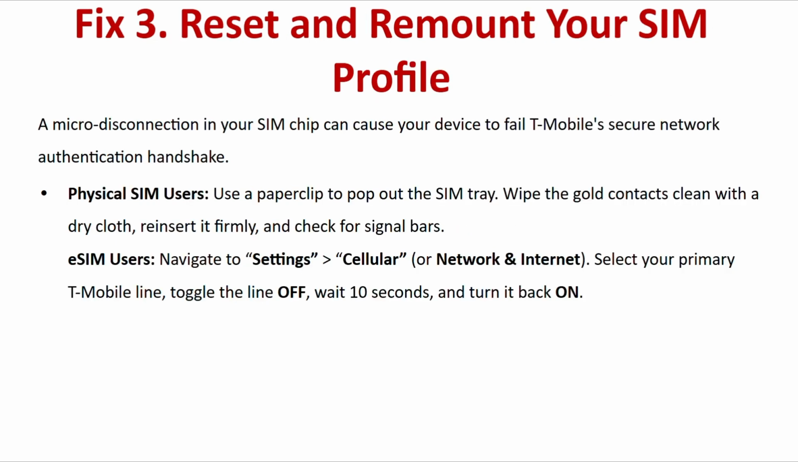Fix 3. Reset and remount your SIM profile. For physical SIM users, use a paper clip to pop out the SIM tray, wipe the gold contacts clean with a dry cloth, reinsert it firmly, and check for signal bars. For eSIM users, navigate to settings, then go to cellular or network and internet. Now select your primary T-Mobile line and toggle the line to off. Wait for 10 seconds and then turn it back on.